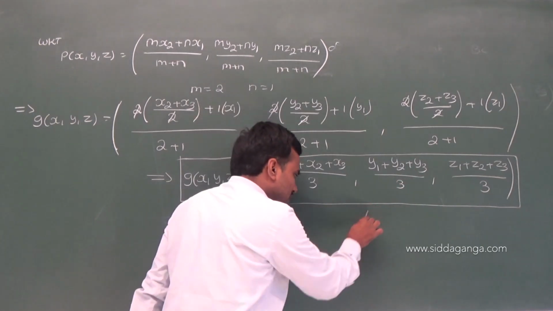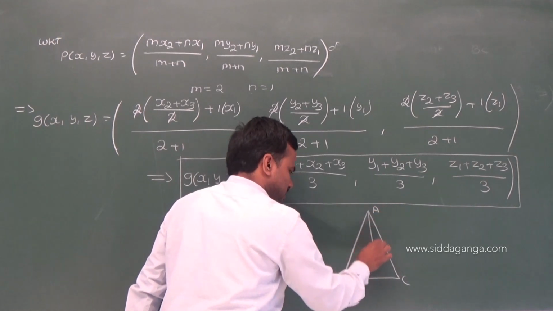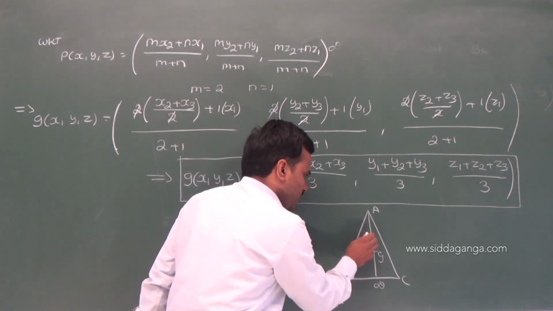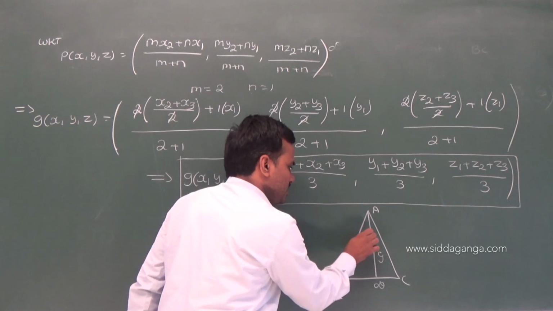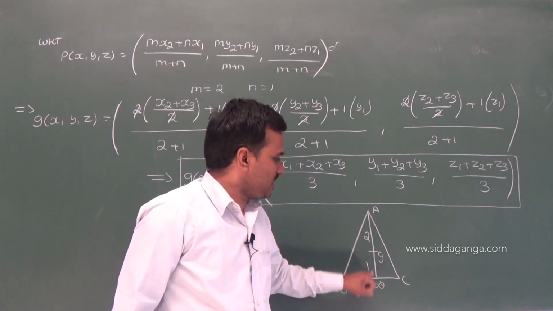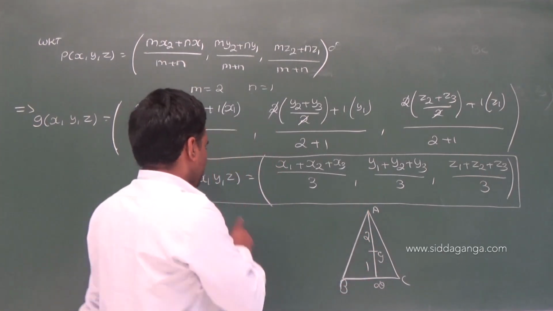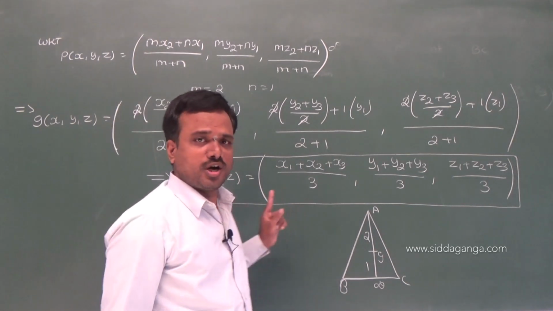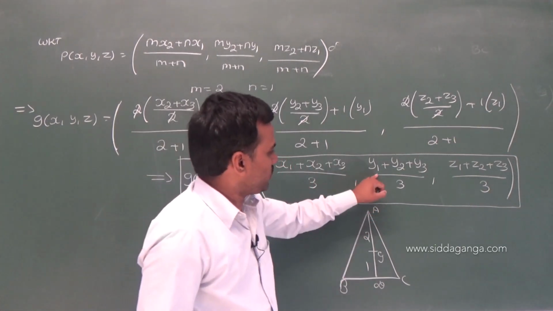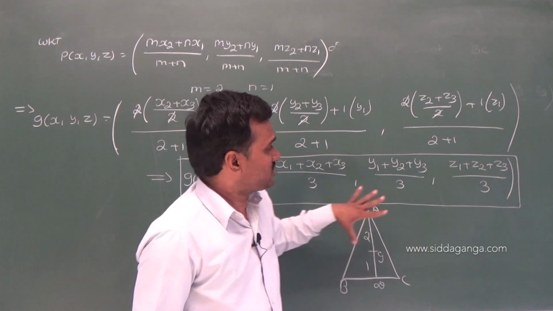Centroid means, in a triangle ABC, once again I say that AD is the median and G is the centroid. It divides the median AD in the ratio 2:1. Then the coordinates of the centroid are x1 plus x2 plus x3 by 3, y1 plus y2 plus y3 divided by 3, and z1 plus z2 plus z3 divided by 3. Understand? This is also one formula.